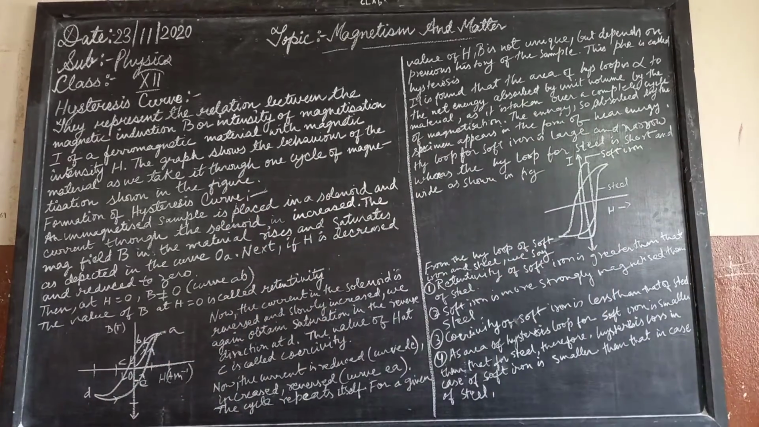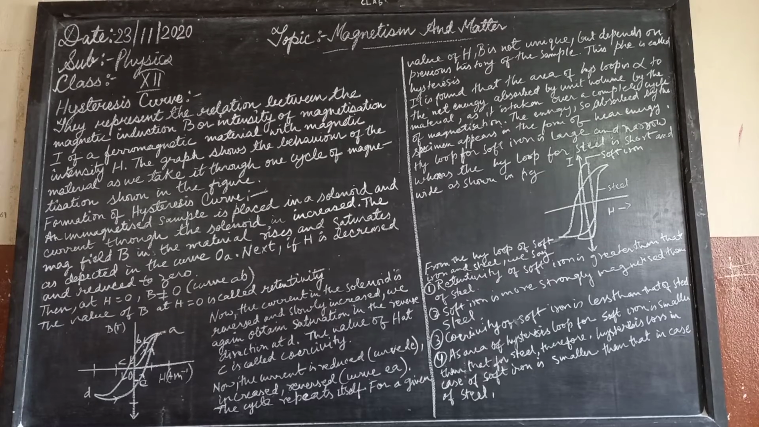B depends on the previous history of the sample. Depending on the previous history of the sample, this phenomenon is called hysteresis. It is found that the area of the hysteresis loop is directly proportional to the net energy absorbed by the unit volume of the material, taken over a complete cycle of magnetization. The energy absorbed by the specimen appears in the form of heat energy.